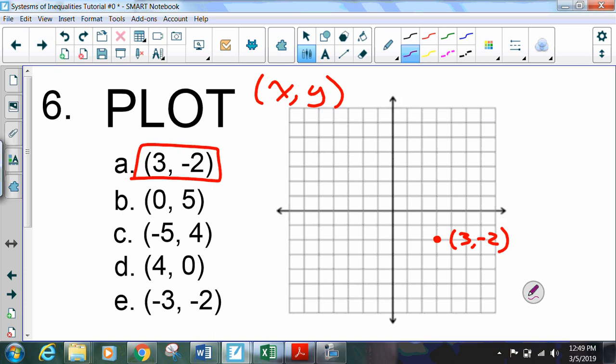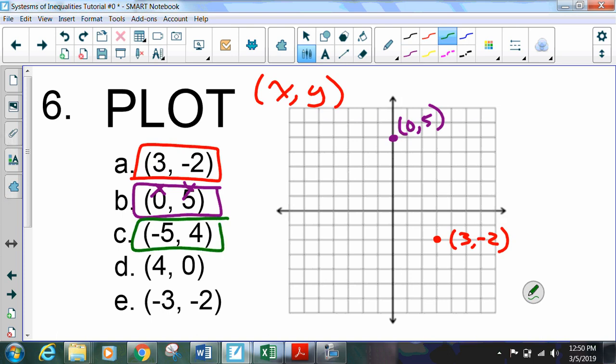Let's find a new color. 0, 5 means that's my x part, that's my y part. So when the x part is 0, that means don't move. Don't go to the left, don't go to the right. The y part is 5, so go up 1, 2, 3, 4, 5. And there's this point. There's a reason why we're going over plotting and graphing, and that's because it's part of this unit. If we have forgotten it, it's going to make this unit tougher. So let's just go ahead and keep graphing.